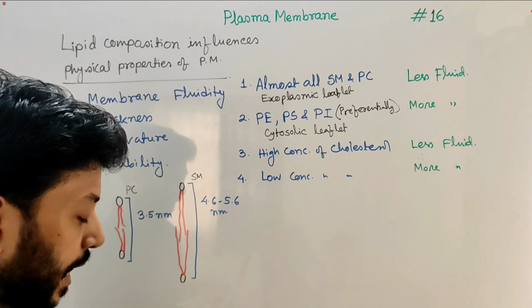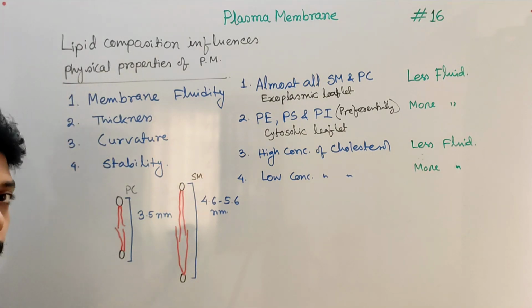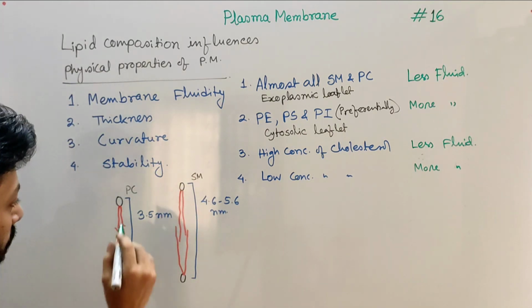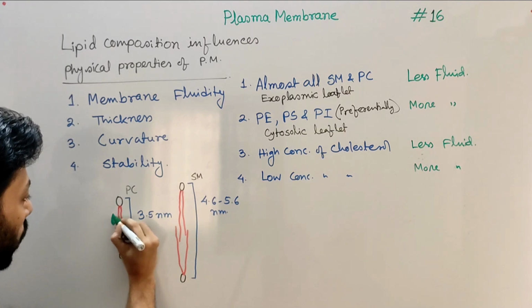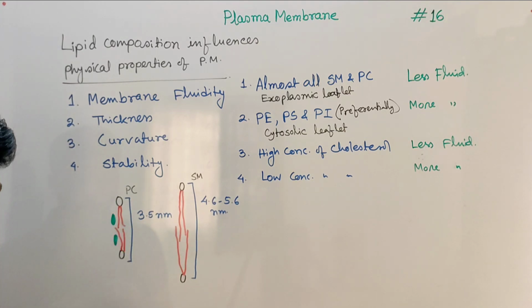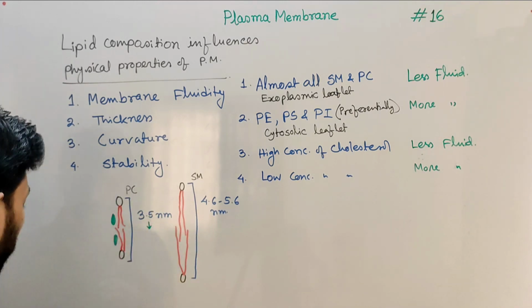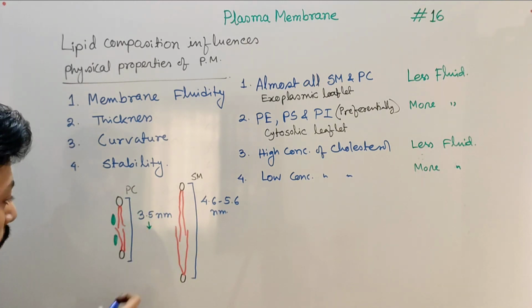Now another point I can add, that cholesterol can increase the thickness. If cholesterol intercalates with phosphatidylcholine, then the thickness of this bilayer increases from 3.5 nanometer to 4 nanometer.